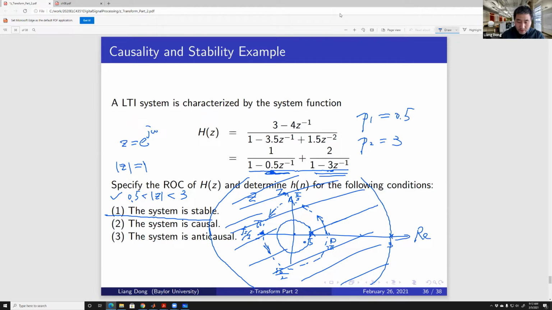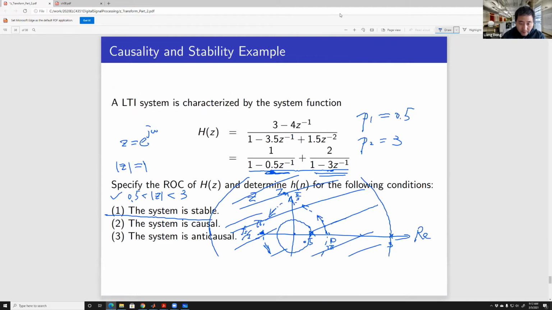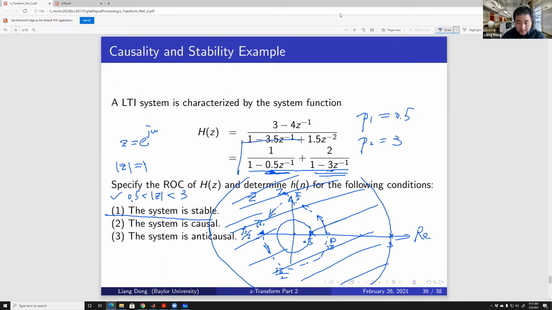All right. So for this problem, we will see the solution. We said I have two poles, 0.5 and 3. For the first problem, since the system is stable, its region of convergence must include the unit circle, and hence we have this inequality expression here.